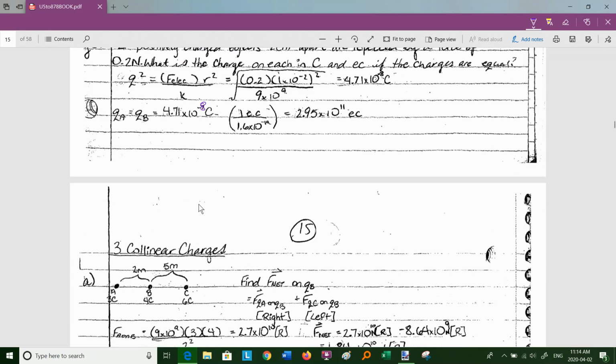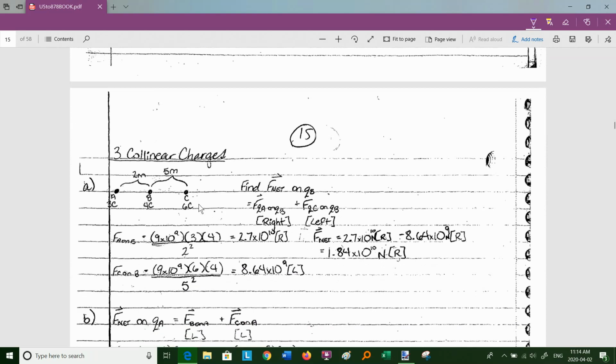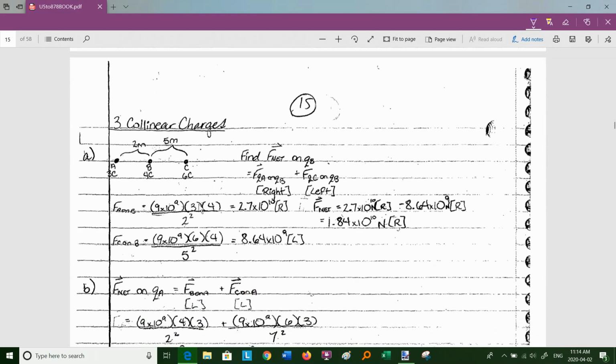Okay. Now we get fancy with 3 collinear charges. What if you have 3 charges? What do you do with cases like that? I have here, and this is on page 15, collinear means they're all in a line. So I've got 3 coulombs, 4 coulombs, and 6 coulombs. The distance between A and B is 2 meters. The distance between B and C is 5 meters. And we want to find the net force on QB. So QB is the one in the middle in our question.